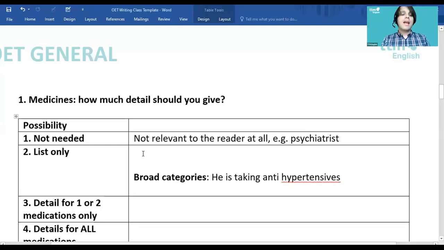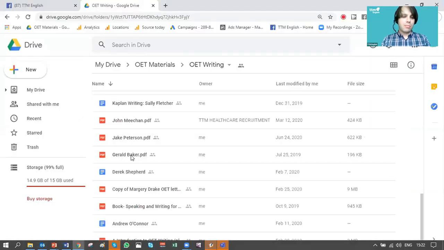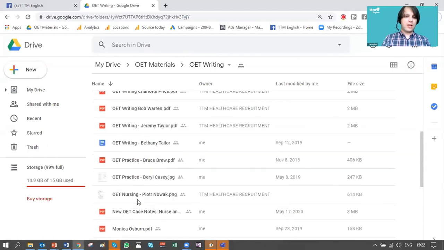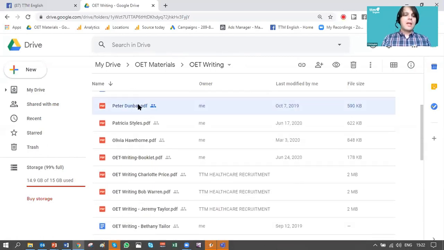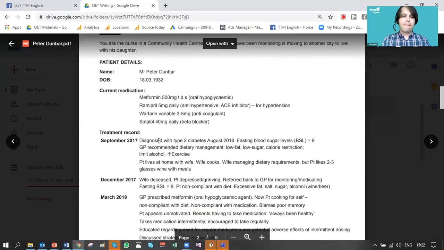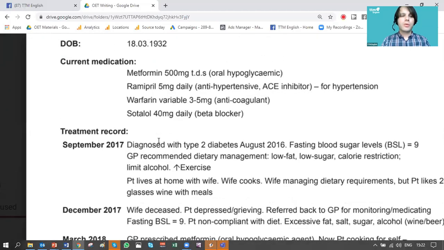But in the case of listing, let me just show you an example of this. Let me just share my screen. We're going to do this again later, but let's imagine I am looking at Peter Dunbar. Where is Peter Dunbar? He's right at the top. Okay. Here is his medication. Can everyone see his medication here? Can you guys all see that?